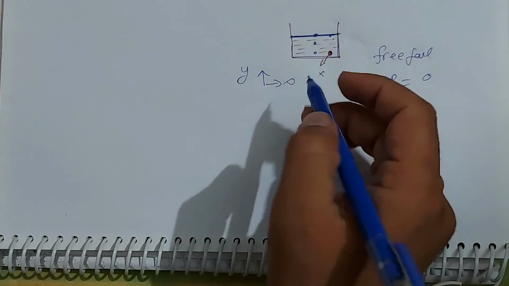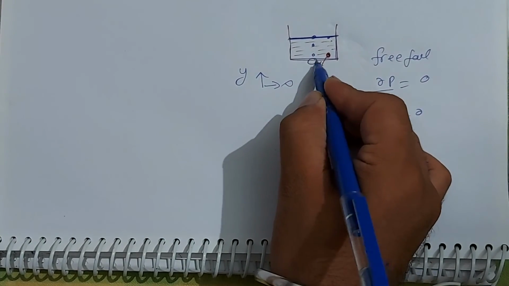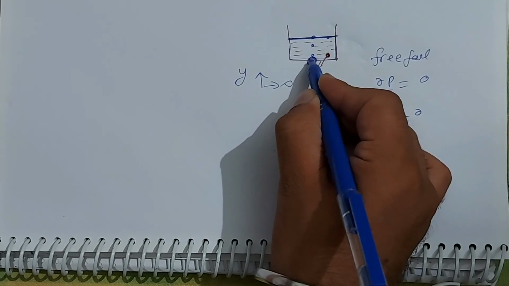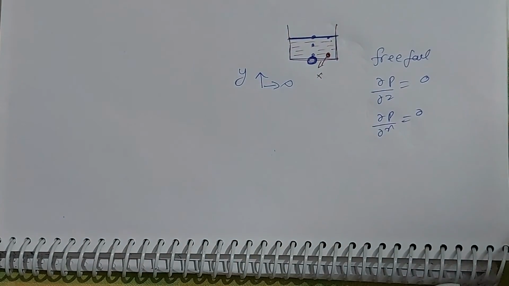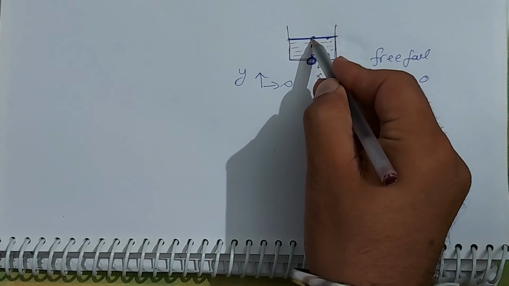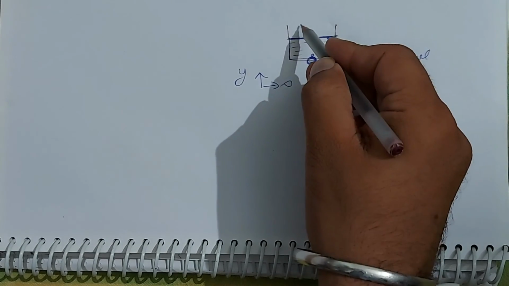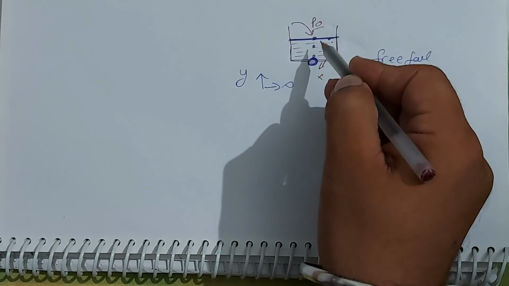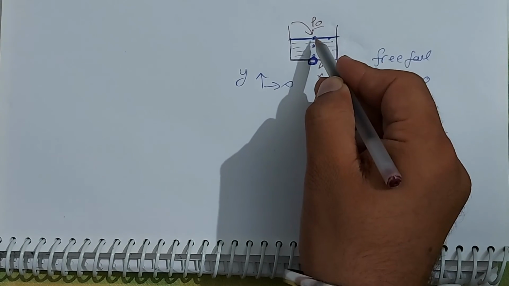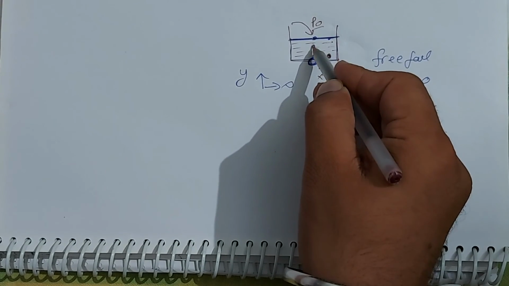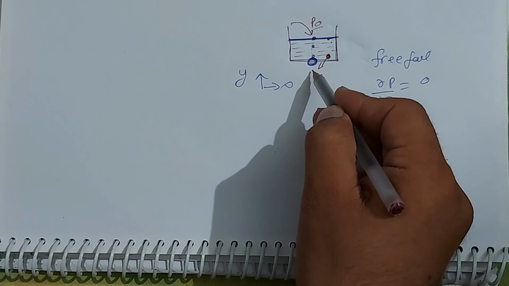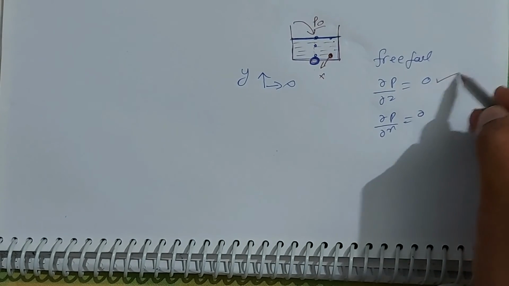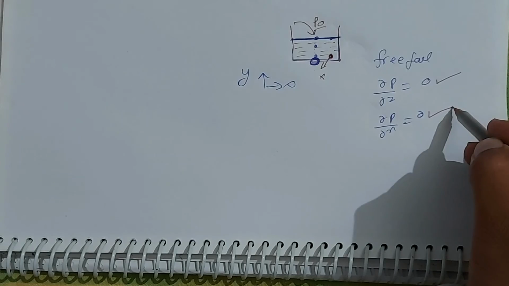Now what will happen in this case is, if I make a hole at the bottom, and the lid is open, then P atm will definitely be acting here, right? And this same P atm will be acting throughout, because there is no change in pressure along z.